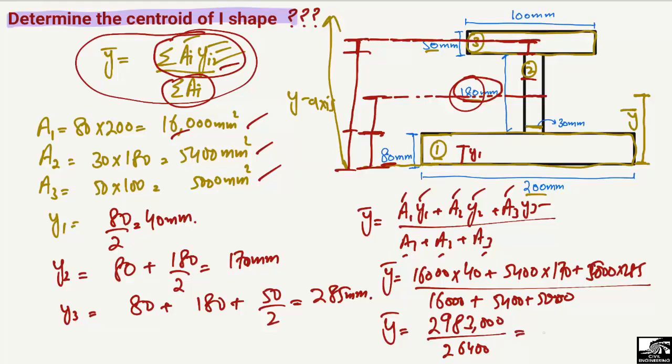Now after dividing this, we get a value of 112.99 millimeter. It means the centroid of this object is 112, almost 113 millimeter from the bottom of the plate. So this centroid is equal to 112.99 millimeter. This is how to find the centroid.